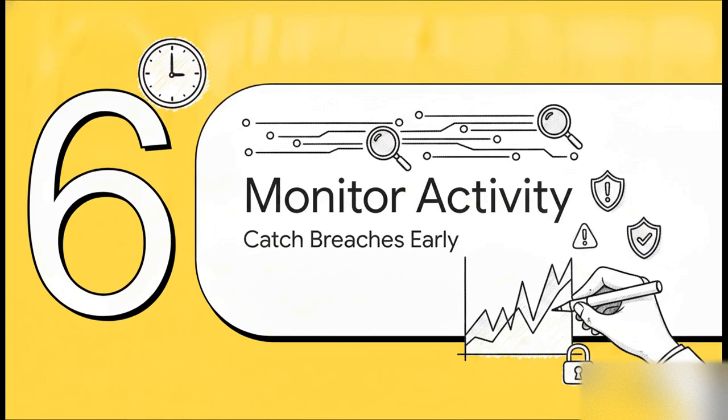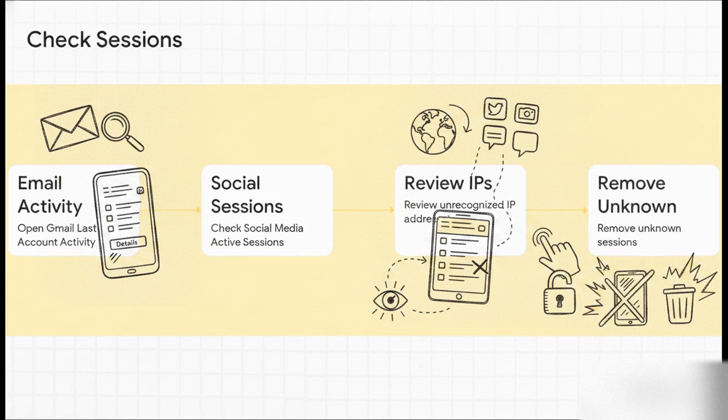And finally, monitor activity and conclude. This is all about catching breaches early. Look, the absolute fastest way to catch a breach before any real damage is done is by checking your active sessions. In Gmail, scroll to the very bottom of your inbox and click Details under Last Account Activity. Look for any IP address or device that you just don't recognize. Do the exact same thing in your social media settings under Active Sessions or where you're logged in. If you see a device you don't know, shut down that intrusion immediately by removing the session.